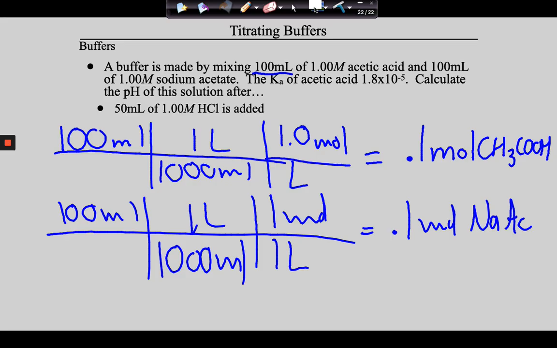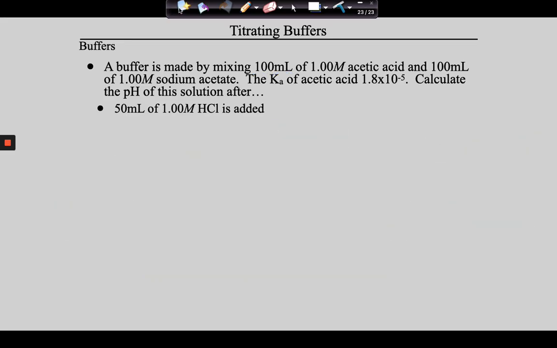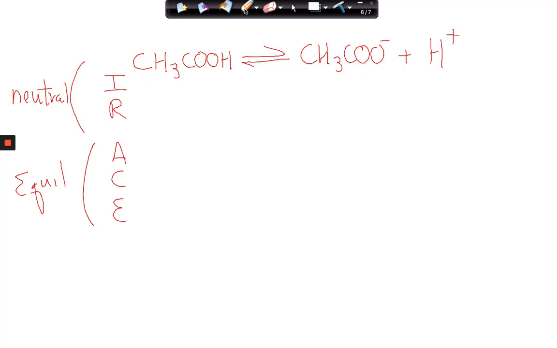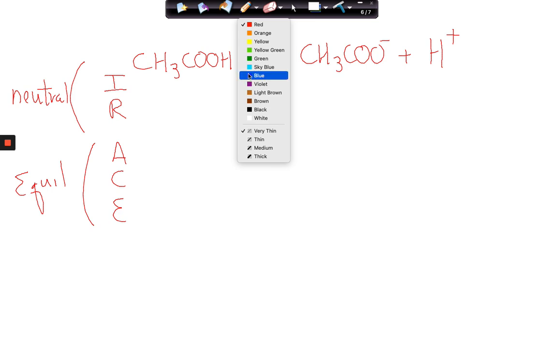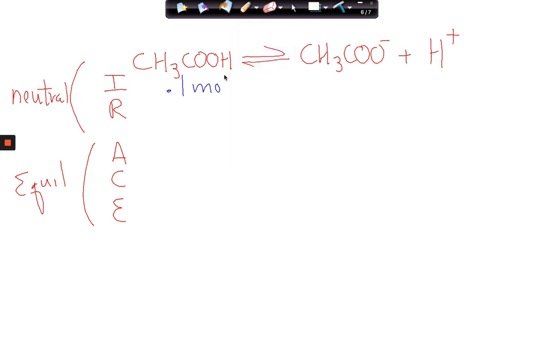Rereading what we were told initially, we've got 100 milliliters of 1 molar acetic acid and 100 milliliters of 1 molar sodium acetate. We converted that to moles. So we now know, and again, I was sloppy with units, that we've got 0.1 moles of this, 0.1 moles of this, and none of that yet. Are we good?